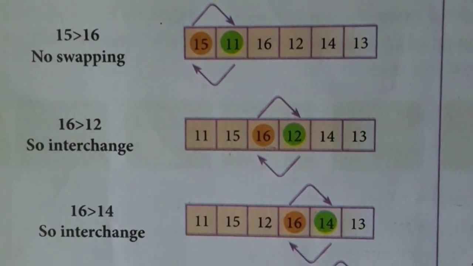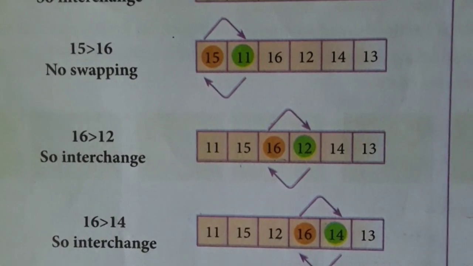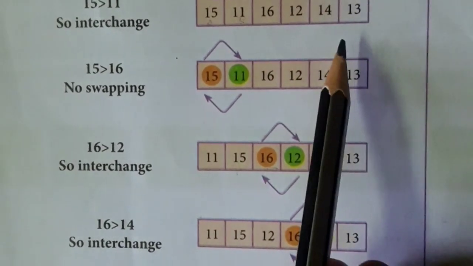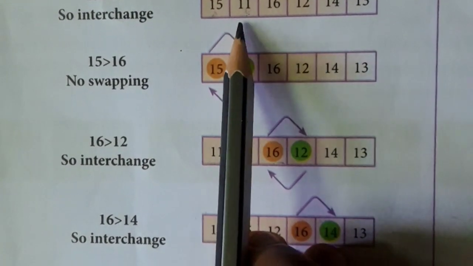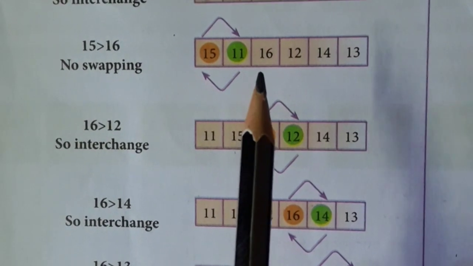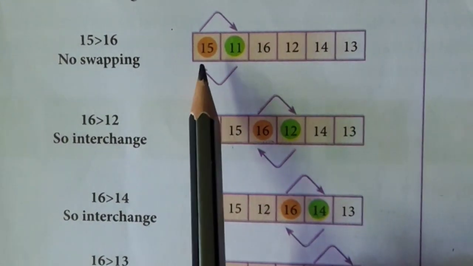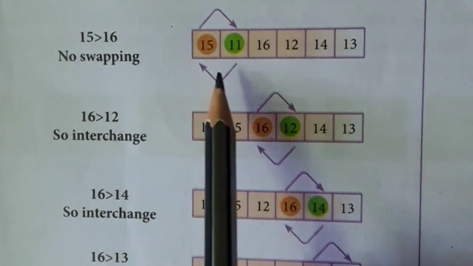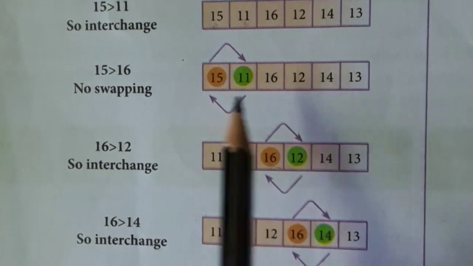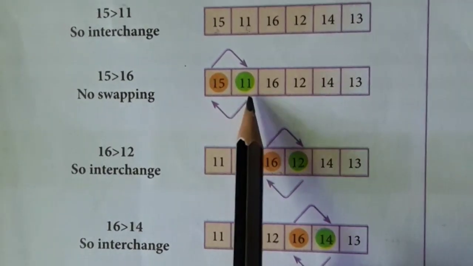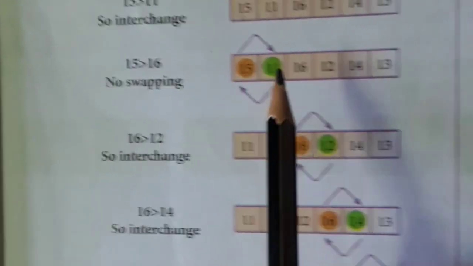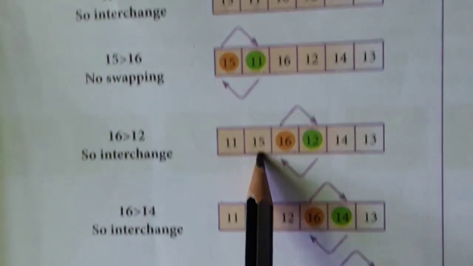Now, the first one is the example for the bubble sorting algorithm. Let us see the example. This is the array of elements which is given: 15, 11, 16, 12, 14 and 13. Now how bubble sorting works is, it will take two elements, sort them, and then go to the next element. See, first is 15, 11. These two elements will be compared. Now 11 is smaller, so it will bring 11 first and then 15.